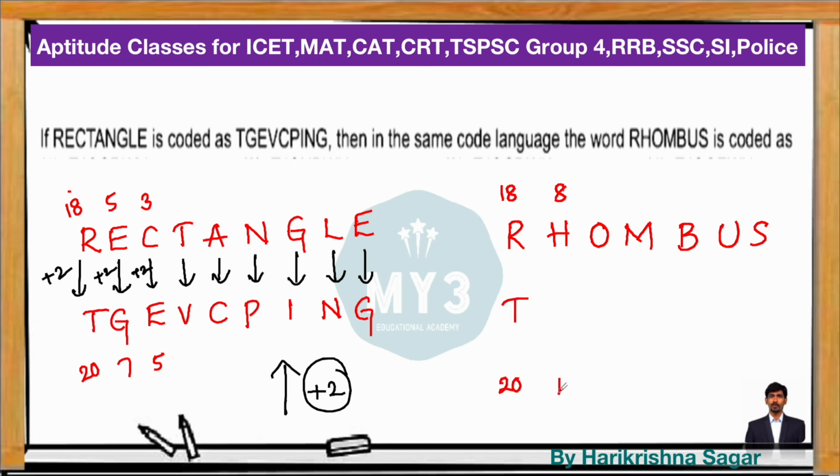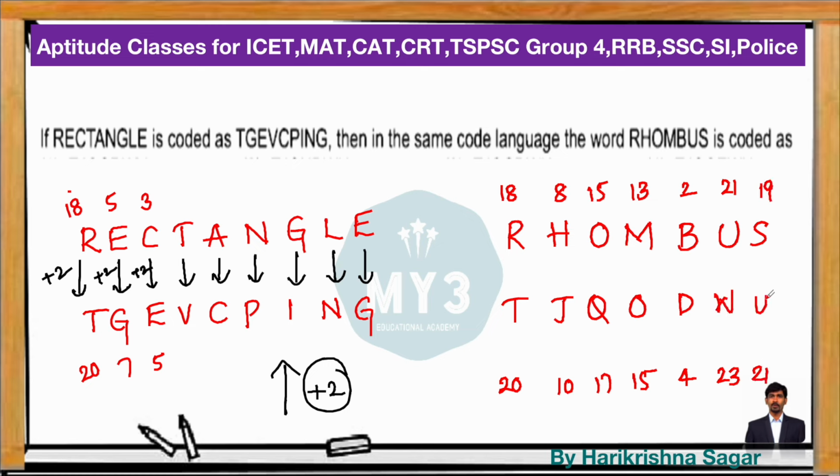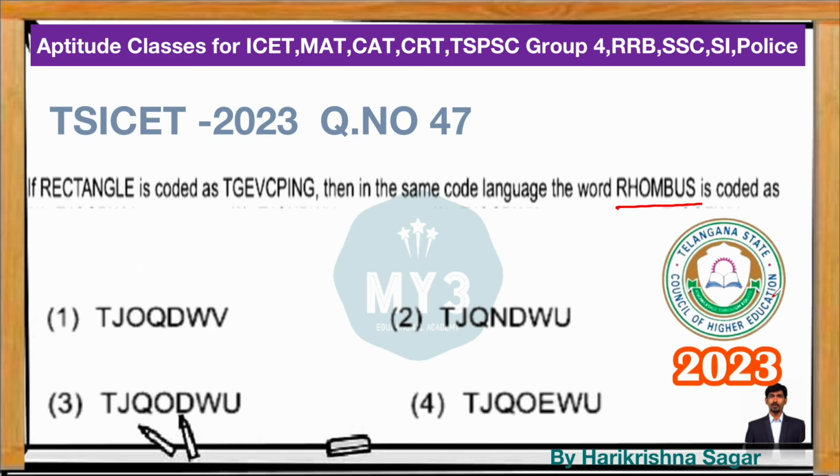And H is 8. 8 plus 2, 10. 10th alphabet is J. And O is 15. 15 plus 2, 17. 17 means Q. M is 13. 13 plus 2 is 15. 15th alphabet is O. B is 2. 2 plus 2 is 4. 4 means it will be D. And U is 21. 21 plus 2 is 23. 23 is W. And S is 19. 19 plus 2 is 21. 21 means U.